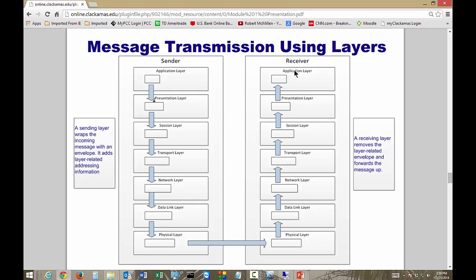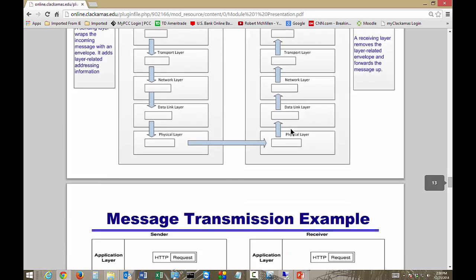And then, of course, the procedure goes in reverse when the receiver becomes the sender, and it goes back over to the original person. So this is how data is transported. It doesn't go from application to application. It goes all the way down and then all the way back up.